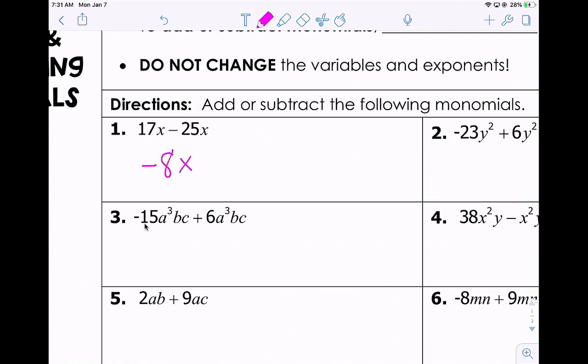So we're just going to do negative 15 plus 6, so that's the same thing as 6 minus 15, or however you want to think about that. So that's going to be negative 9. So we combine the coefficients. We do what the coefficients say. So negative 15 plus 6, we leave the variables exactly like they are. So this simplifies to negative 9, and then we leave a cubed bc. And that is it. We're done with that.